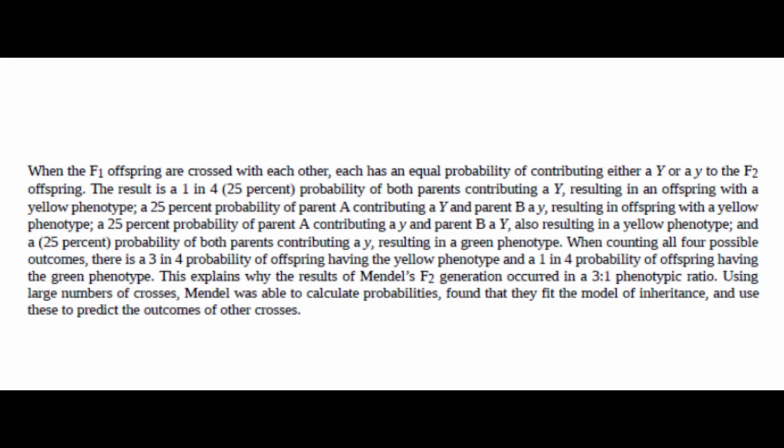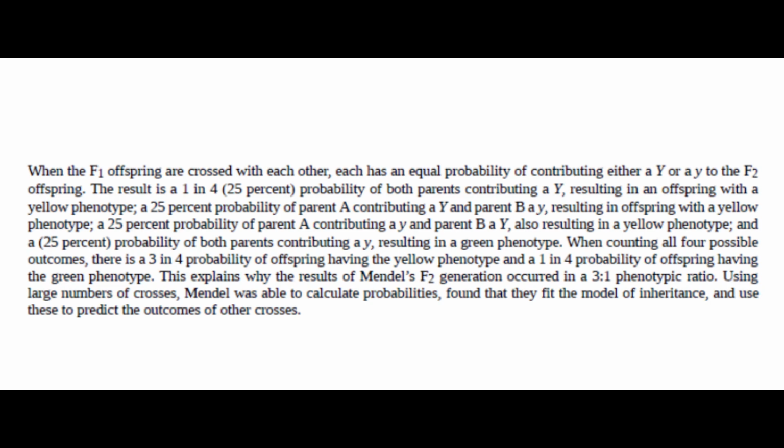The result is a 1 in 4, or 25%, probability of both parents contributing a Y, resulting in an offspring with a yellow phenotype; a 25% probability of parent A contributing a Y and parent B a y, resulting in an offspring with a yellow phenotype; a 25% probability of parent A contributing a y and parent B a Y, also resulting in a yellow phenotype; and a 25% probability of both parents contributing a y, resulting in a green phenotype. When counting all four possible outcomes, there is a 3 in 4 probability of offspring having the yellow phenotype and a 1 in 4 probability of offspring having a green phenotype. This explains why the results of Mendel's F2 generation occur in a 3-to-1 phenotypic ratio.